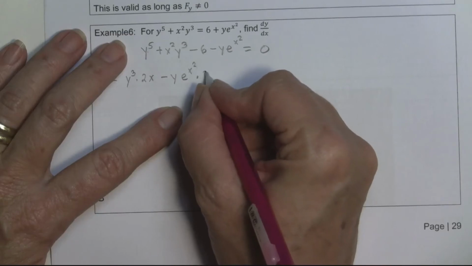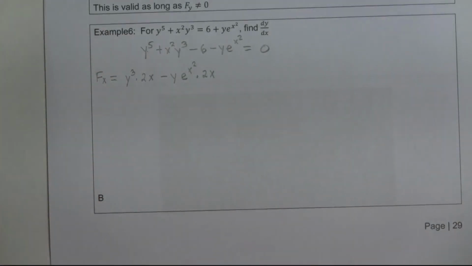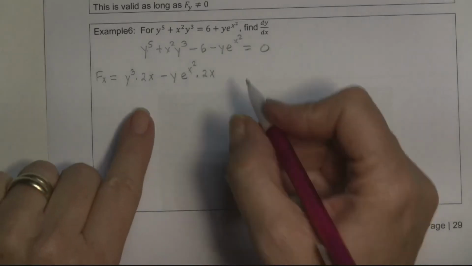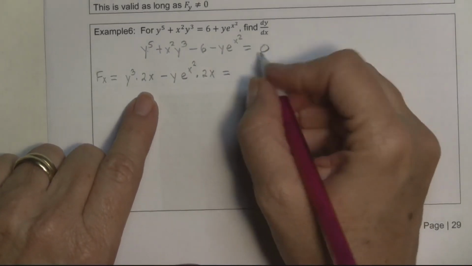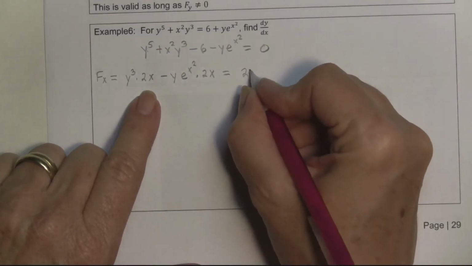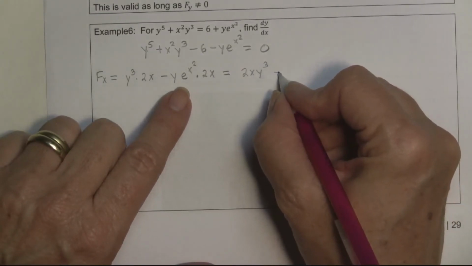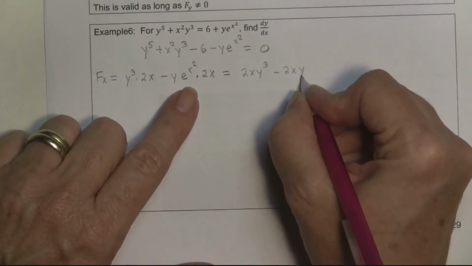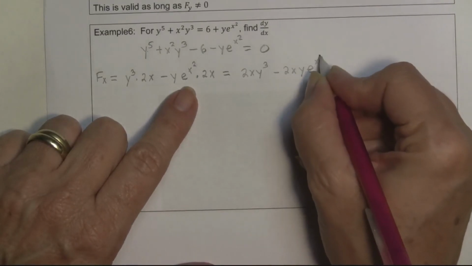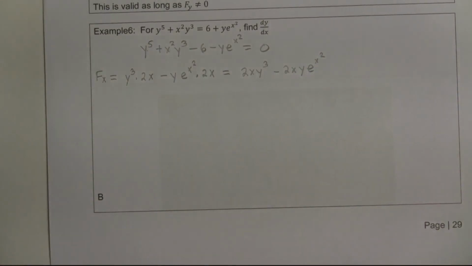People were asking me about that in class the other day, so I just want to reiterate that from your Calc 2 days. And so I think I want to make that look nicer right now. So this is 2x y to the third would look better. And I think minus 2x y e to the x squared would look just dandy.